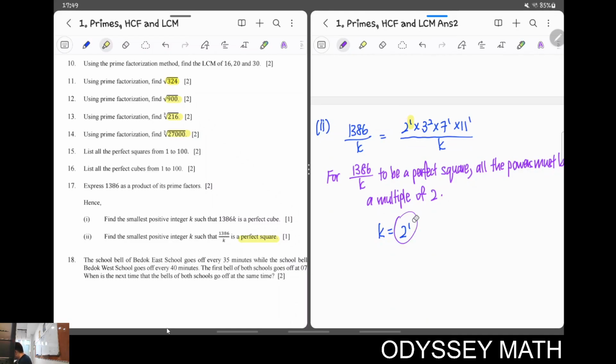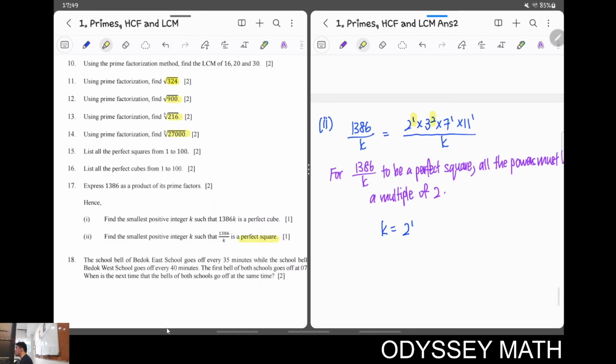Now, here we look at, hey, this is power 2. Is this a multiple of 2? Yes, right? Then we don't touch. We're not going to do anything. Now, this is 7 to the power of 1. Same thing, power 1 as well.